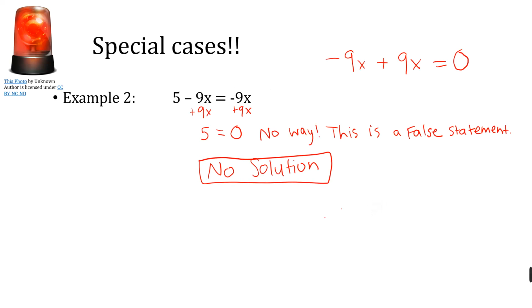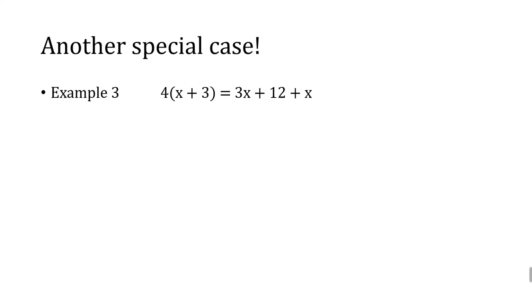What happens when we get a true statement? So in example 3, we have 4 times x plus 3 equals 3x plus 12 plus x. So we're going to distribute the 4. I'm starting to get really good at algebra. I'm going to go ahead and combine these two terms, and I'm going to do 2 steps in one. So 4 times x is 4x. 4 times 3 is 12. 3x plus x is 4x, plus 12. So remember, when we have an x, we have an imaginary 1 in front of it. So we do 3 plus 1, we get 4x.